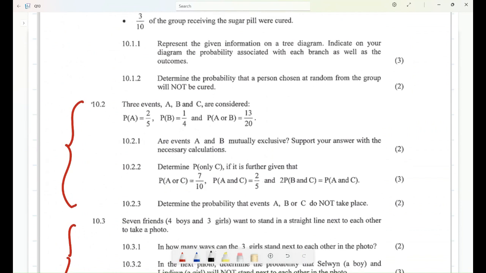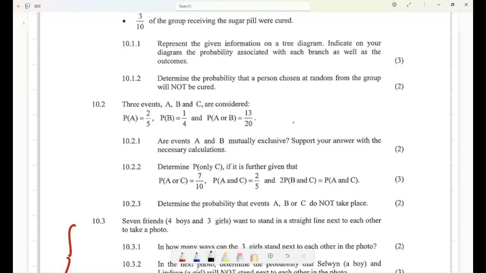10.2, the Venn diagrams. The probability of A is given as this, the probability of B is given as that, and the probability of A or B is given as that. Now, are events A and B mutually exclusive?